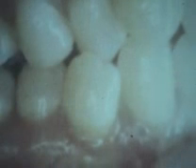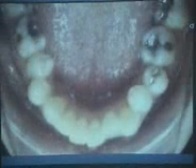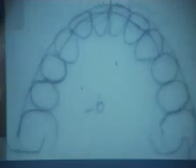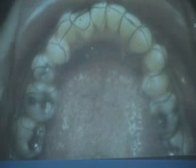Now look at this patient right here. Class 2. Now this is her occlusogram, and we needed about 6 millimeters more space. This is a one-to-one photograph, so I could put her occlusogram on top of the photograph. We had about 6 millimeters of discrepancy.